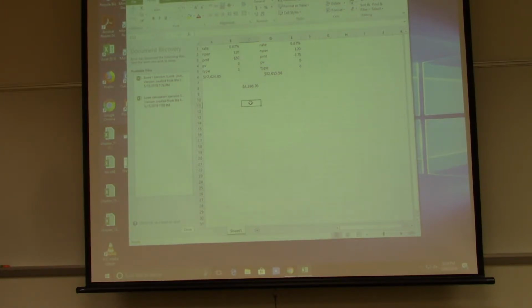So for all the time value questions, you just need to give the values for all these variables except type. Unless it's an annuity due question, you have to define type equals to 1. Otherwise, you can just leave it alone. You have to give the values for rate, NPER, PMT, PV, and FV. You have to define 4 of them, and the last one will be the question mark.